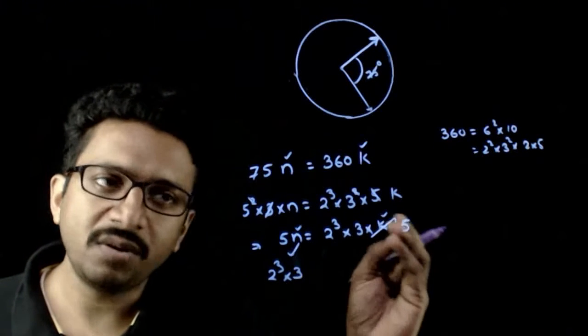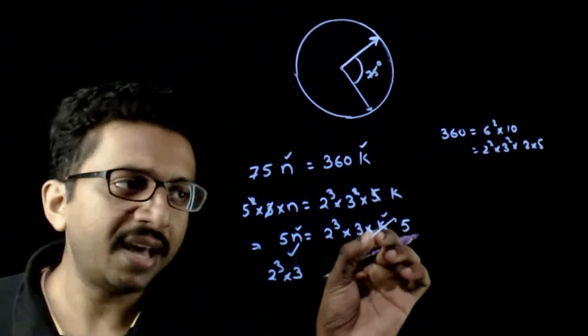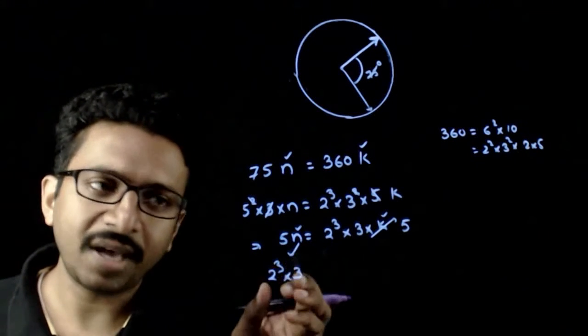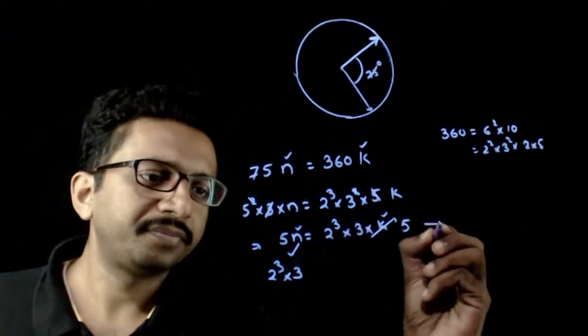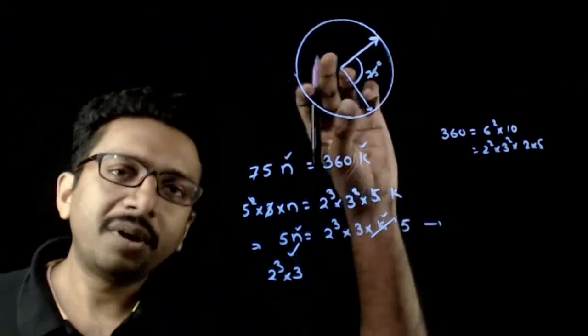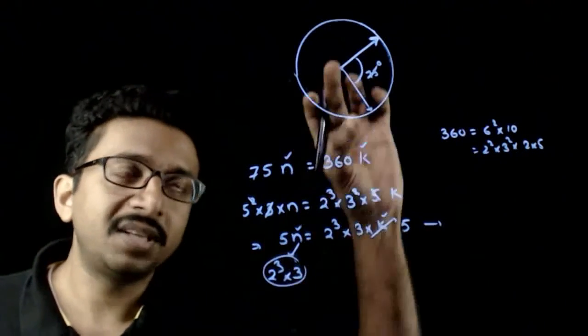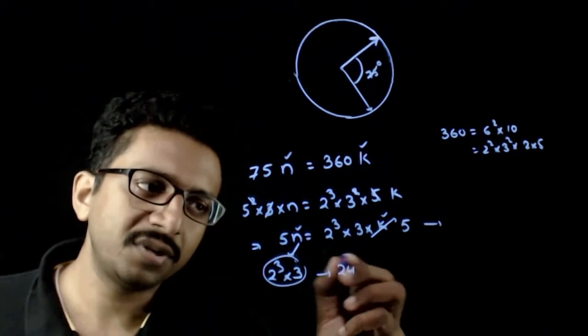If n is equal to 10, this would be 2 power 4 into 3, and so on. So k should have at least a 5 in its prime factorization, and n should have at least 2 cube into 3 in its prime factorization. So the number of steps, that is n, that this sector has to take is nothing but 2 cube into 3, that is 24 steps.